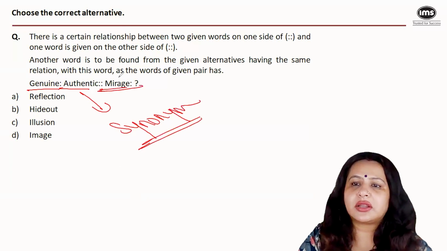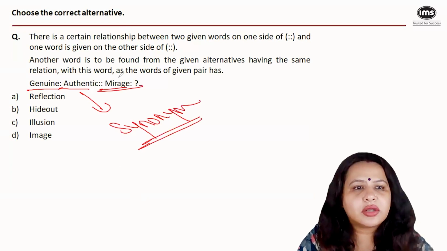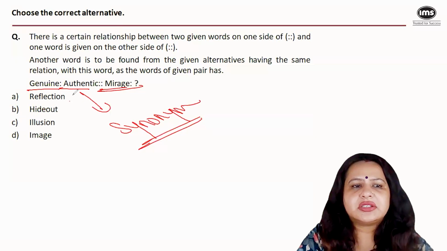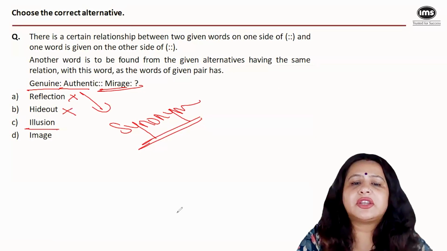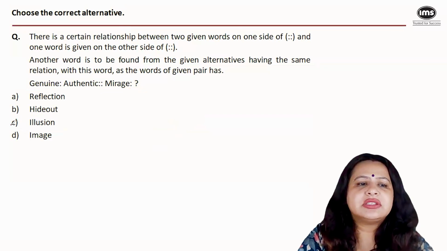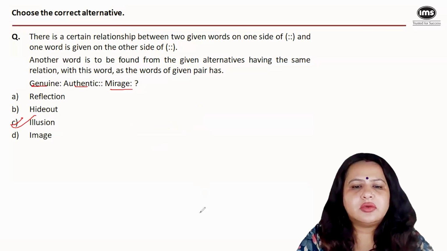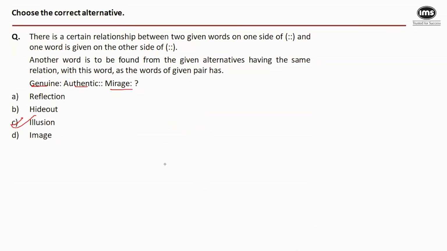Now, mirage means something that appears, but it is not. So reflection, no. Illusion? Illusion is definitely something that appears to be there, but actually it is not. So that makes option C the right answer. Genuine is to authentic as mirage is to illusion. Option C becomes the right answer to this question.